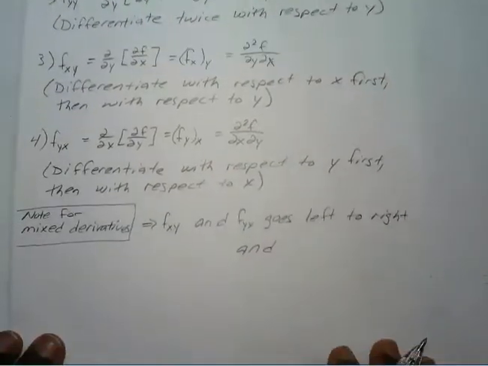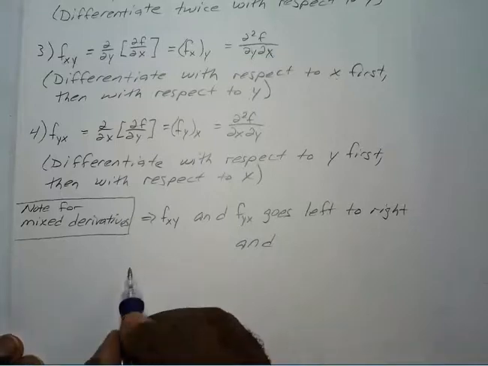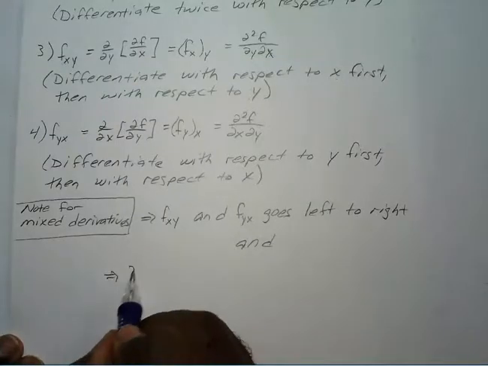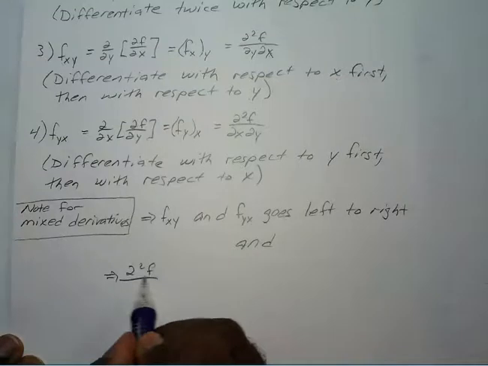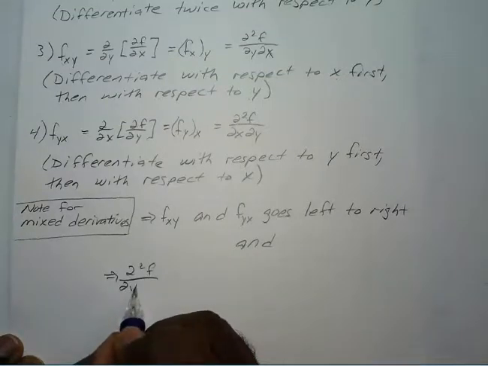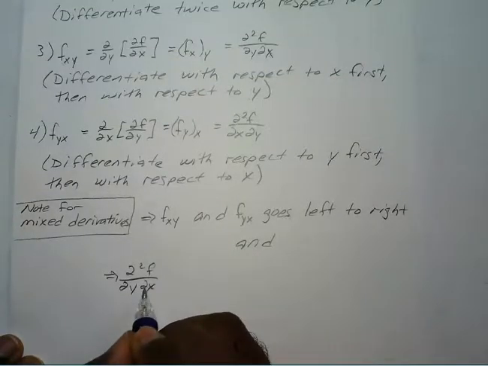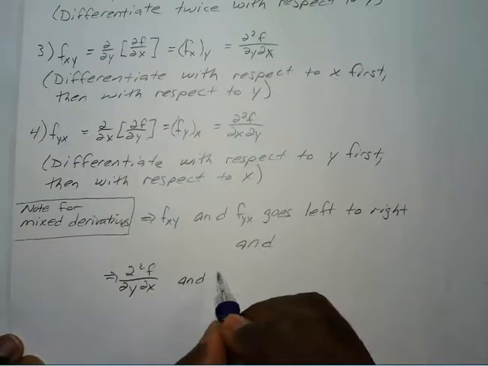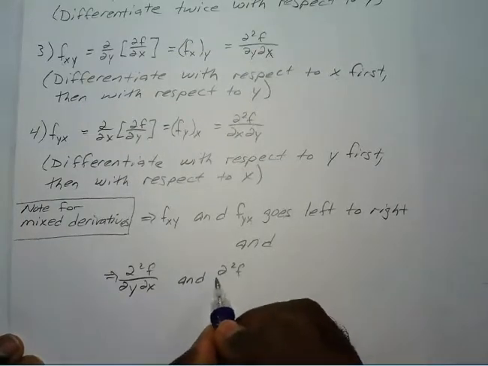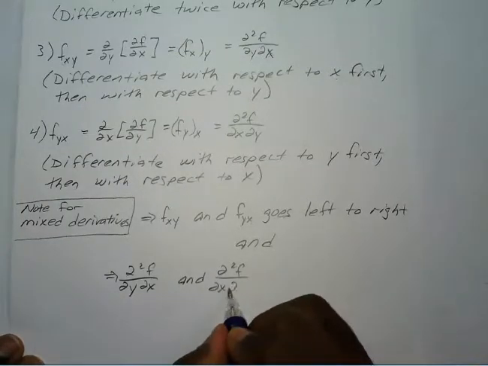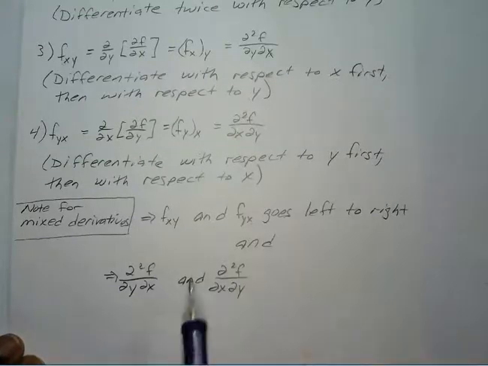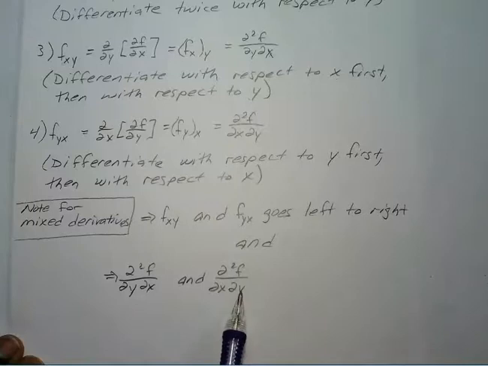But in this notation, the second derivative of f with respect to y, or x and y, and the second derivative of f with respect to y and x, you're going to go from right to left. So you're going to go x, then y, and this one you're going to go y, then x.